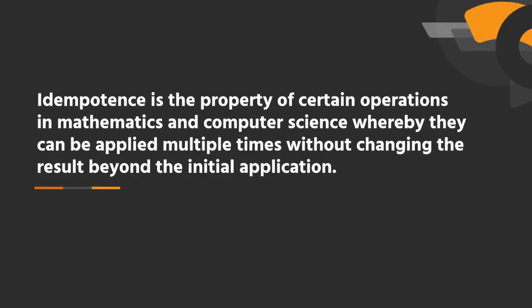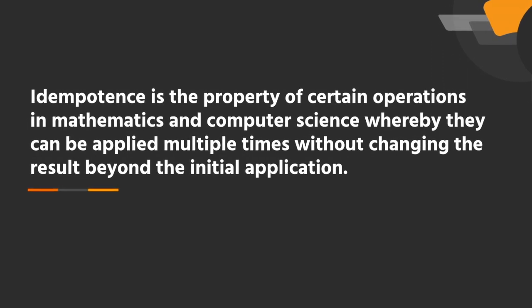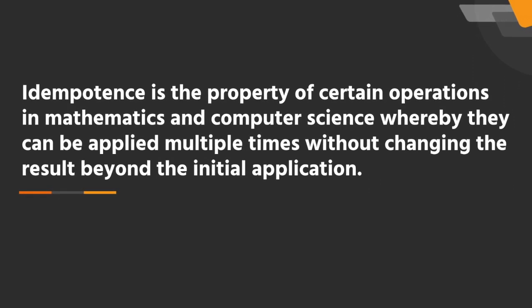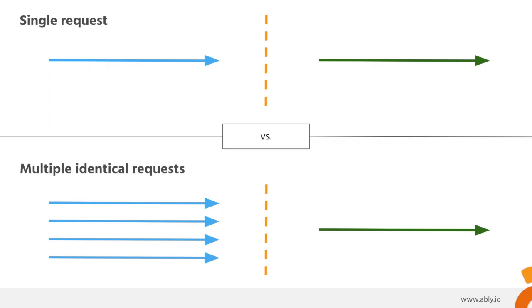Now, the textbook definition of idempotence is that it's the property of certain operations in mathematics and computer science whereby they can be applied multiple times without changing the result beyond the initial application. Basically, in the context of HTTP, idempotence means that making multiple identical requests has the same effect as making a single request.